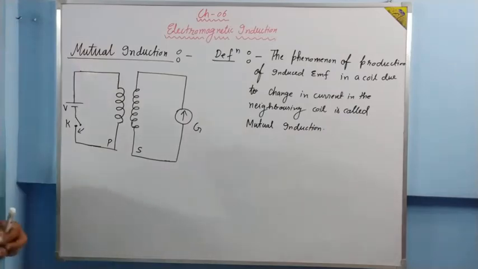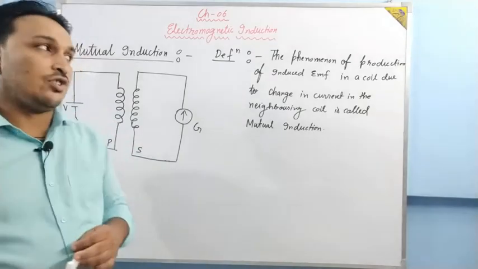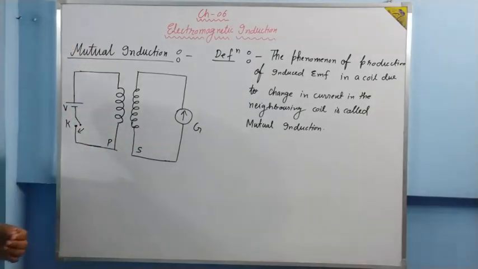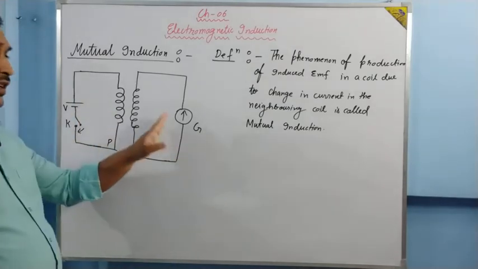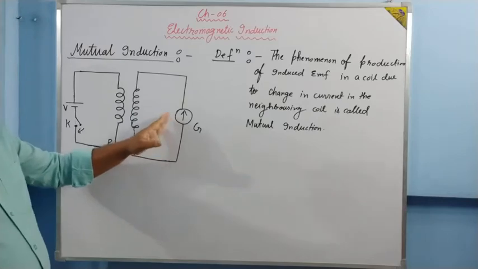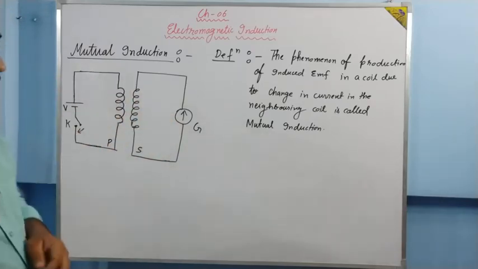The phenomena of production of induced EMF in a coil due to change in the current in the neighboring coil is called mutual induction. Why is it called that? It is very simple. Because of this, there is an induced EMF in this. So there is a mutual relationship between the two. Okay?